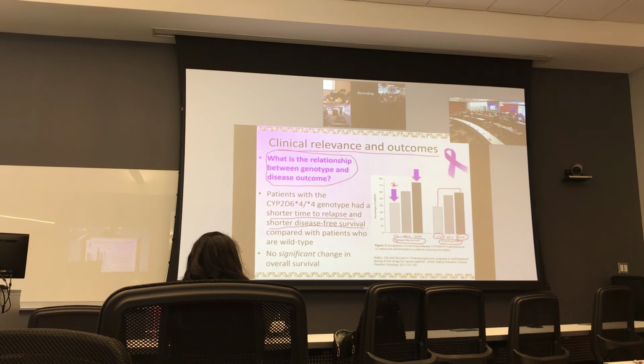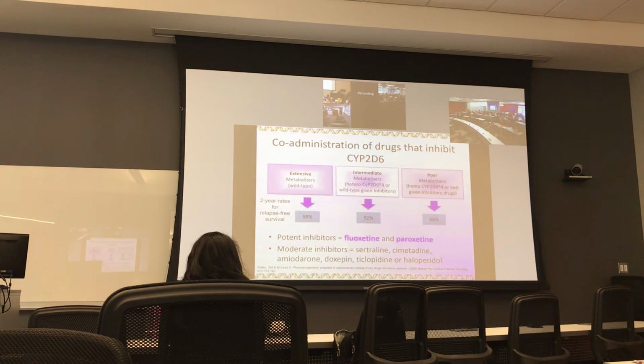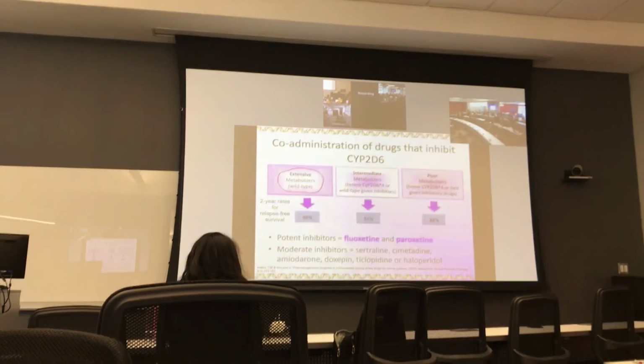We also have co-administration of drugs that inhibit CYP2D6. So we have a group of extensive metabolizers, so those wild type alleles. We have the intermediate metabolizers that could be wild type given inhibitory drugs, or they could be heterozygotes. And then we have poor metabolizers. These could be homozygotes, or they could be from the heterozygote group, but given inhibitory drugs.